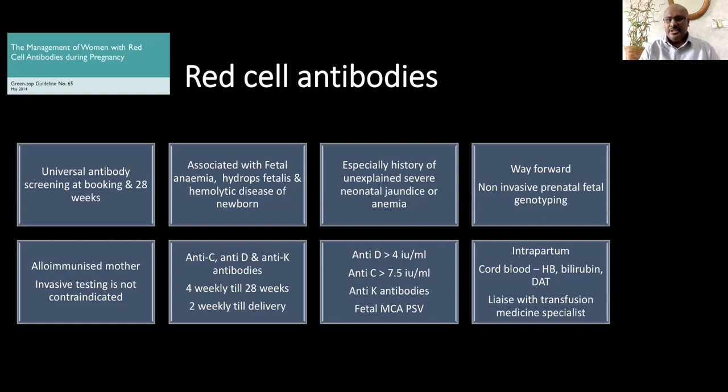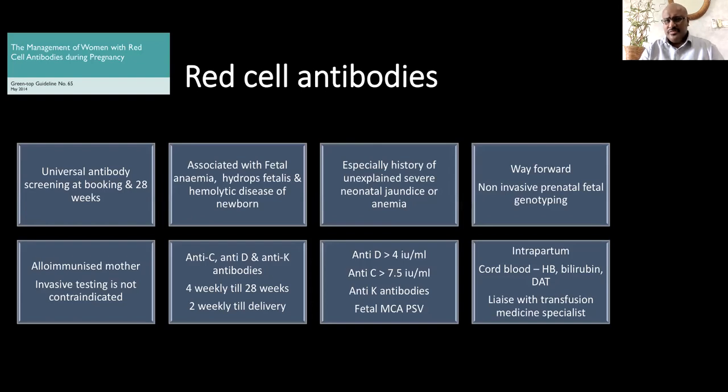If the mother gives a history of anemia, hydrops fetalis, or hemolytic disease, screen for red cell antibodies. Take a history. Was there presence of unexplained severe jaundice? Was there presence of fetal anemia in the previous pregnancies? Look for fetal antibodies or maternal antibodies in this current pregnancy. The way forward, ladies and gentlemen, is to do a non-invasive prenatal fetal genotyping early on in the pregnancy. However, although I believe this is going to change the way we manage such patients in the antenatal period, as of now, the recommendation is to check the mother's antibodies not once, but twice. If the mother has already been alloimmunized, then there's no benefit and no contraindication for invasive testing.